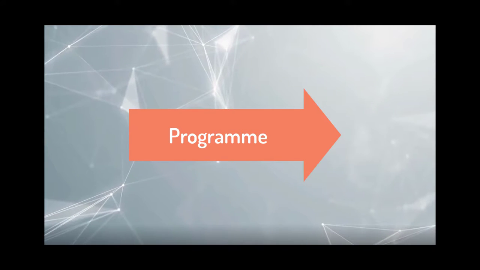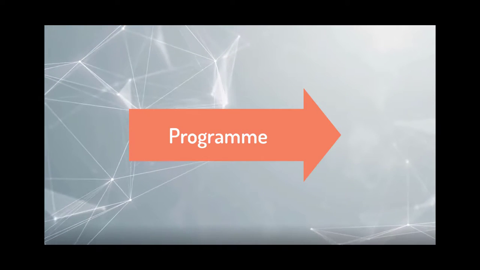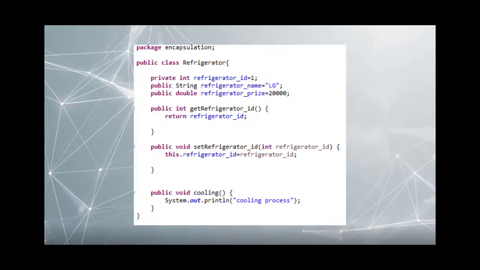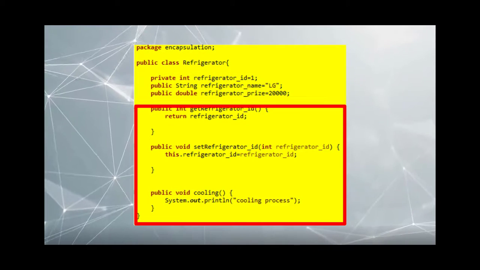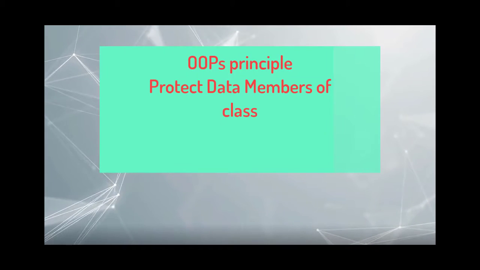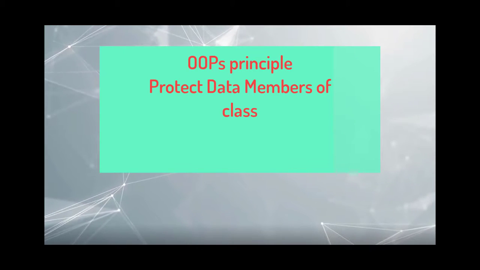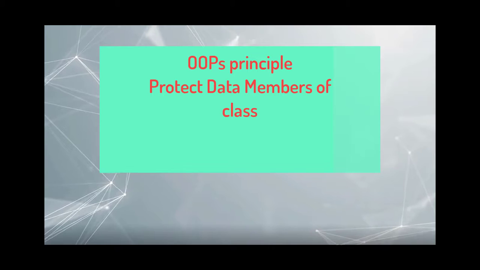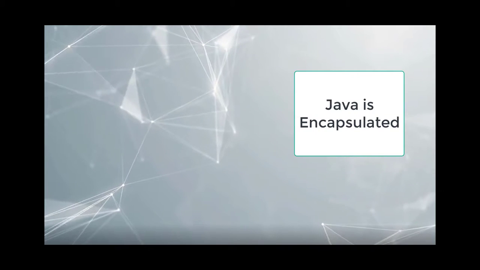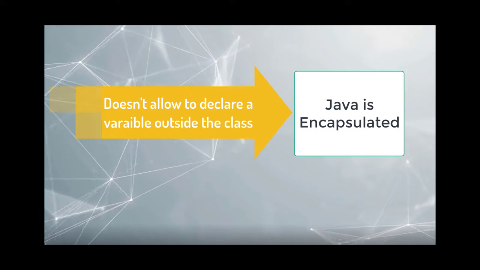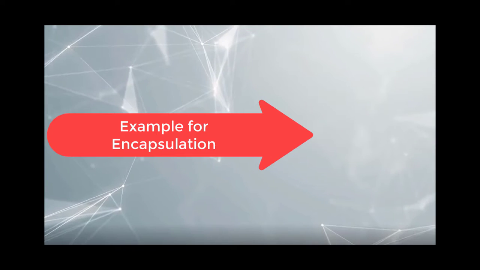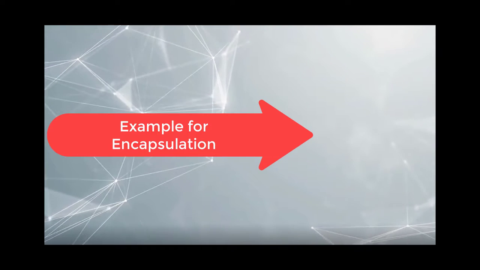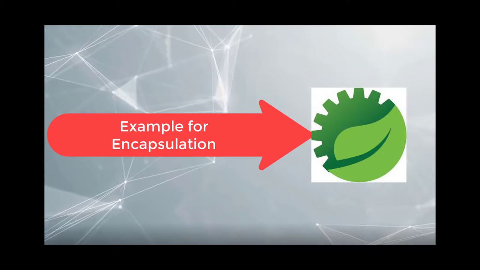The same concept applies in programming in Java. In programming, we encapsulate data members and methods as a single unit. So encapsulation is one of the OOPS principles in Java which protects data members of the class, and by default Java is encapsulated because it does not allow declaring a variable outside the class. We'll discuss an example for encapsulation in Spring Tool Suite IDE.